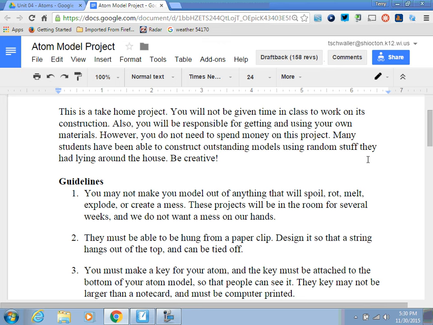So nothing like that. These atom models are also going to be hung from the ceiling, so we need to be able to hang them from a paper clip stuck into the ceiling tiles. So don't make it too heavy, and make sure that there's a spot on the atom that we can tie a string to and then hang it from a paper clip.